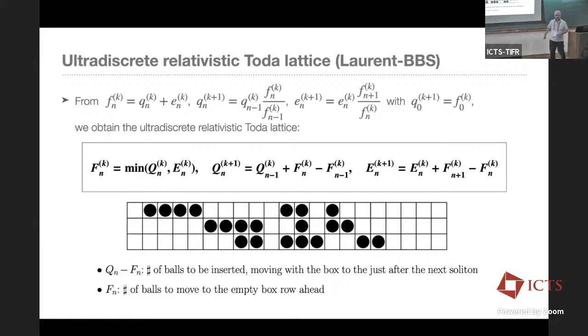Can I ask? Maybe you will explain that. Is there any conserved quantity? Yes. Oh, nice. Of course. Okay. Of course. Why not?